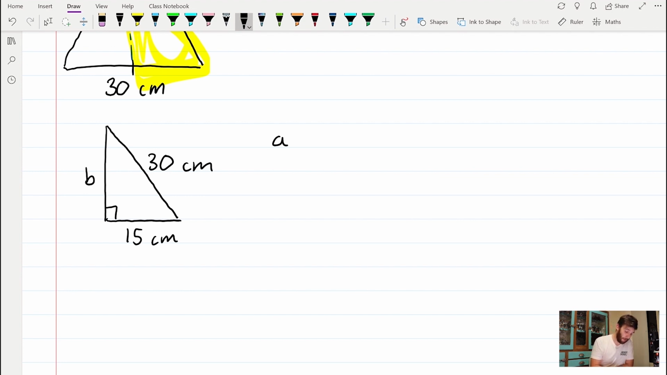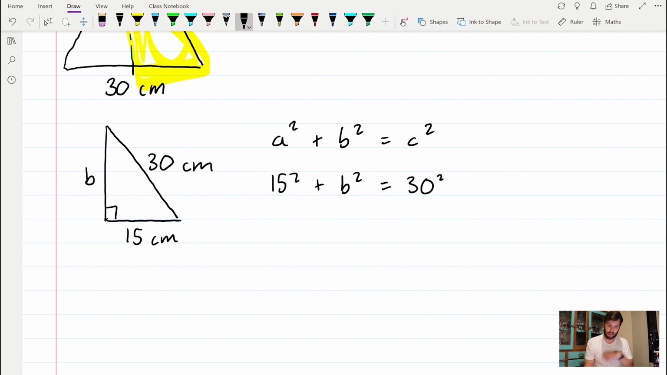So writing down the formula for Pythagoras' theorem, a squared plus b squared equals c squared. I'm going to fill in the information that I know, substitute it in there. So 15 squared plus b squared equals 30 squared. And again, Pythagoras is pretty much assumed knowledge for this one, but we can go back and look at the other notes if need be.